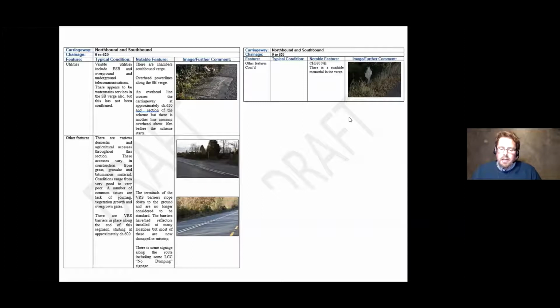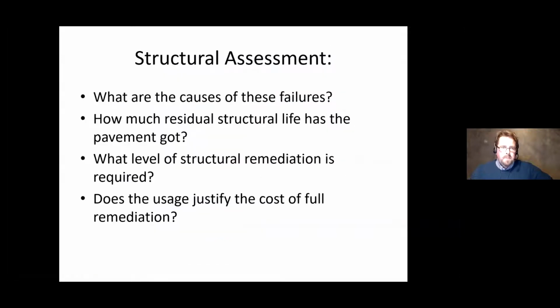So check back again against your traffic collision data. Was there a reason for that? With most of these times it's driver error, but if there was a frequency or a cluster, it might be worth something that you need to look at in terms of your skid resistance or your geometrics. So once you've ascertained on site what's happening, now you can go get your structural assessment carried out.